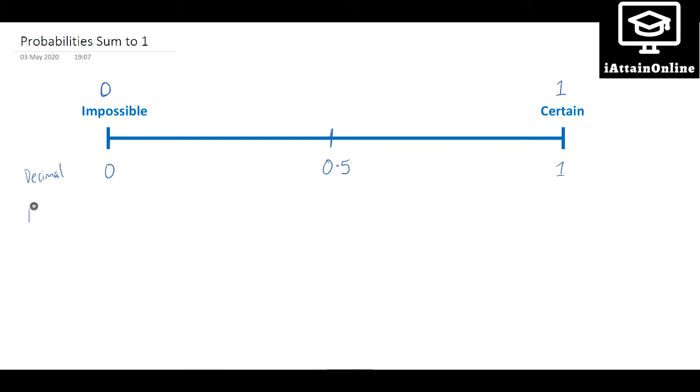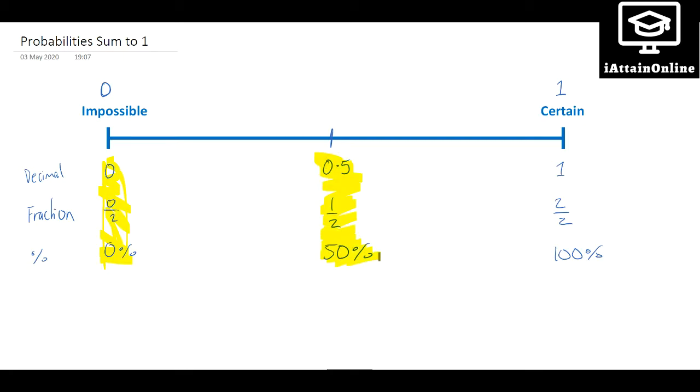A fraction, well, this midway through would be a half, and if I was doing it all in halves, this would be 2 over 2, which is equal to 1, and this would be 0 over 2, which is equal to 0. You could also have a percentage, that's 0%, 50%, and 100%. Now each of these things represent the same thing. So 0.5 is the same as a half, which is the same as 50%, and 1 is the same as 2 halves, or 100%.